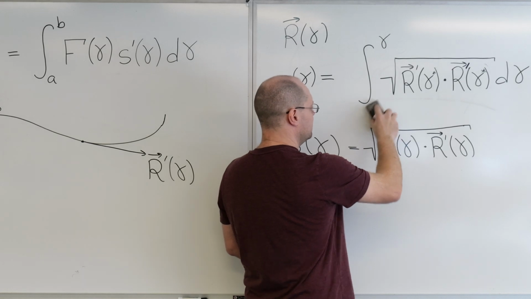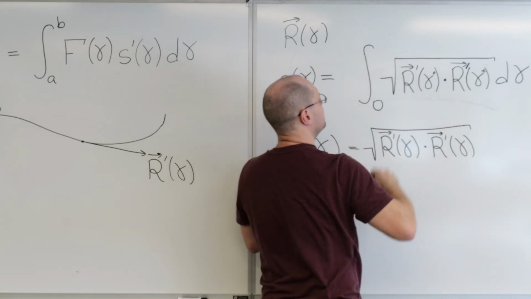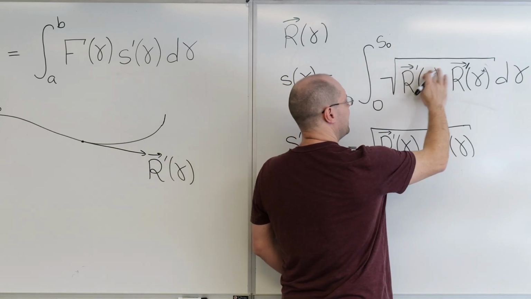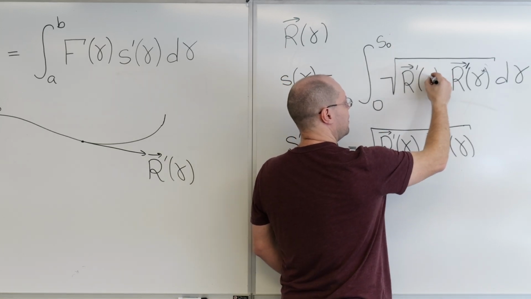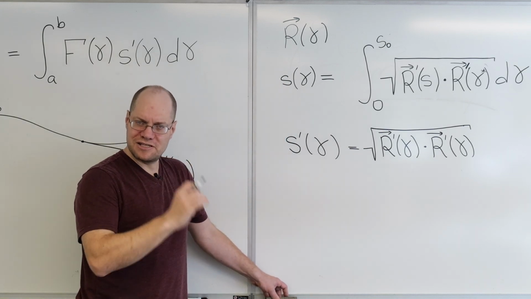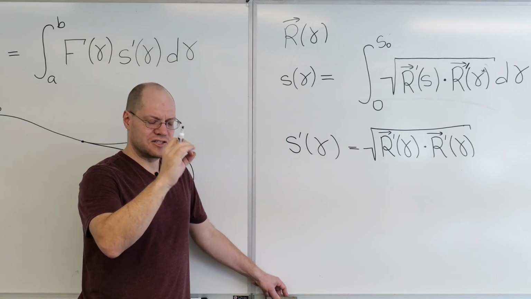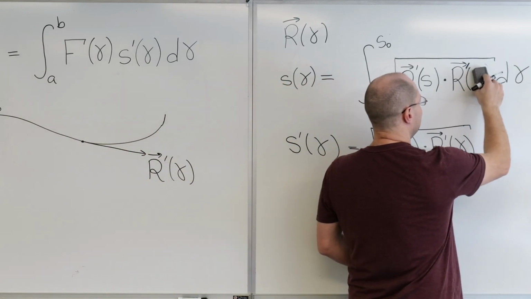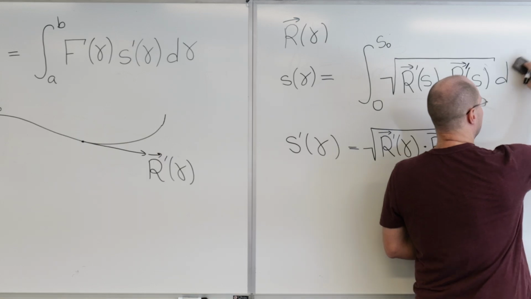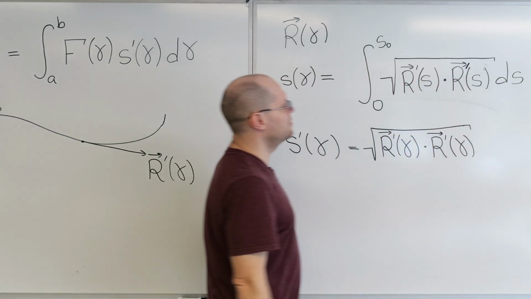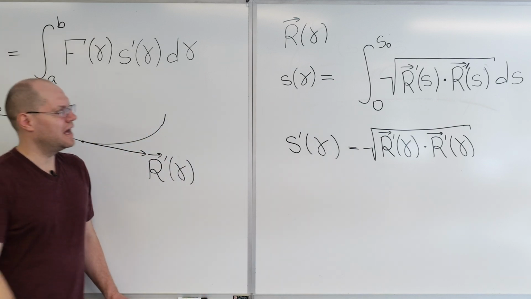It'll go from 0 to S0, because that's the parameterization we're using. And this will be R prime of S when the position vector was expressed as a function of arc length. This will be the same thing. And the integration will happen with respect to S, or as we say, ds. Okay, great.